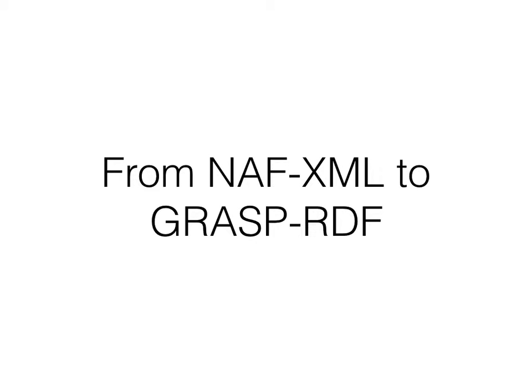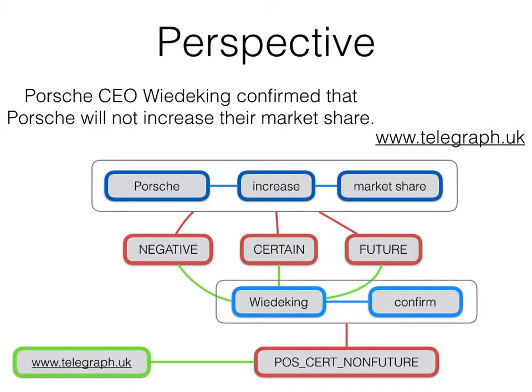From NAF XML to GRASP RDF, perspectives. We've already seen how perspective relations are modeled as triple relations in this example. We show that the sources of perspectives can be either embedded in the text or the perspective can be attributed to the publisher and/or the author of the text. In this example, we see a statement made by Porsche CEO Wiedeking in relation to the market share increase of Porsche. Wiedeking is certain that this will not be the case in the future.